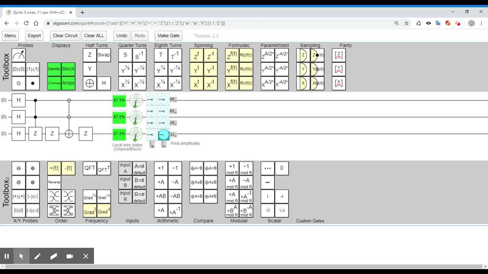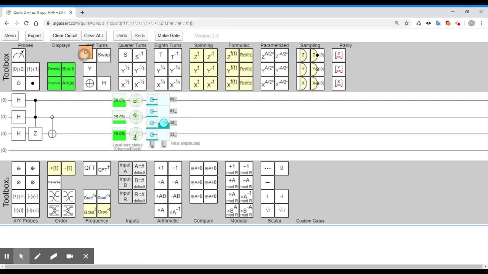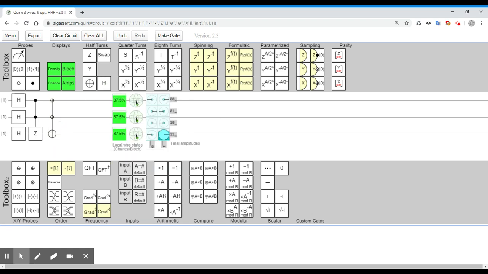Craig is basically using the following circuit to make it super compact. It starts with 111, and then he goes again and says, okay, that is the super compact Grover's algorithm. Yeah.